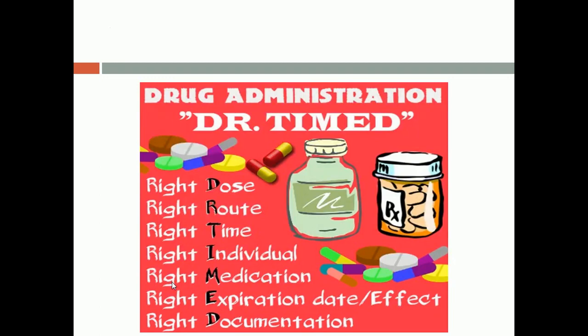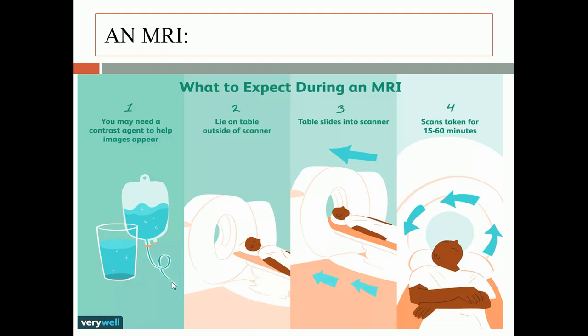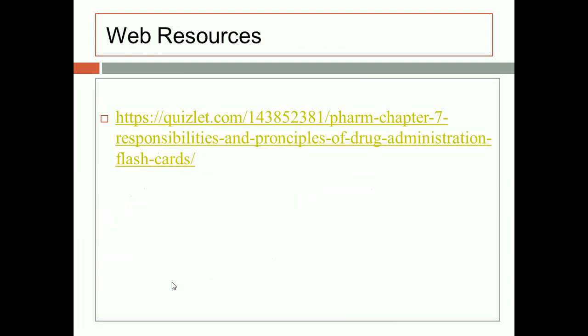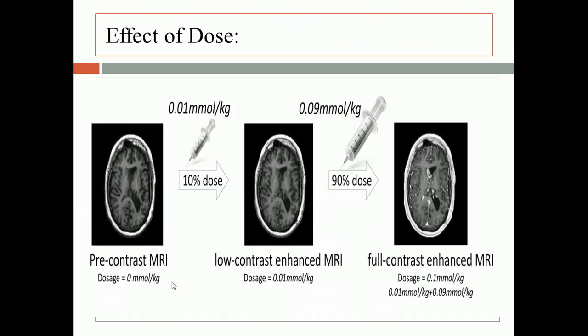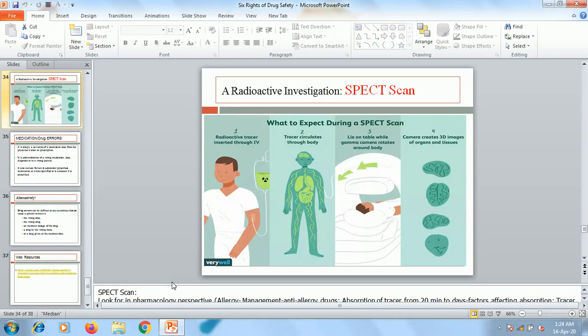So in imaging techniques we have many scans, for example, a PET scan. What is a PET scan? What is an MRI? Then here you can see a SPECT scan. What are these? I have added all these examples here.